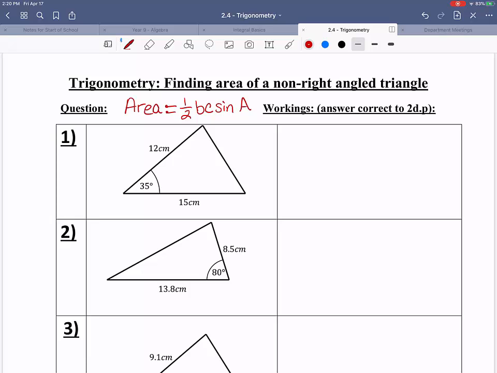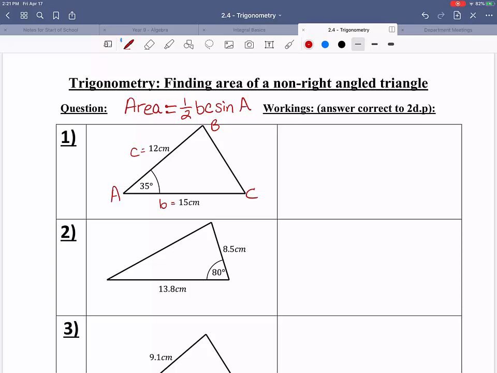So we have a triangle. We have a side over here that's 12. We have a side over here that's 15. And we have an angle here between them that is 35 degrees. So I'm going to call that angle A. The other two are B and C. So let's label our sides. So that means that the 12 is side C, the 15 is side B.